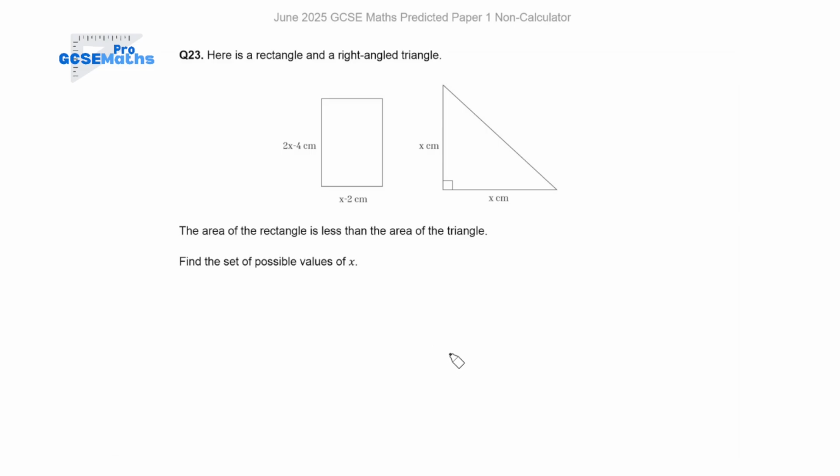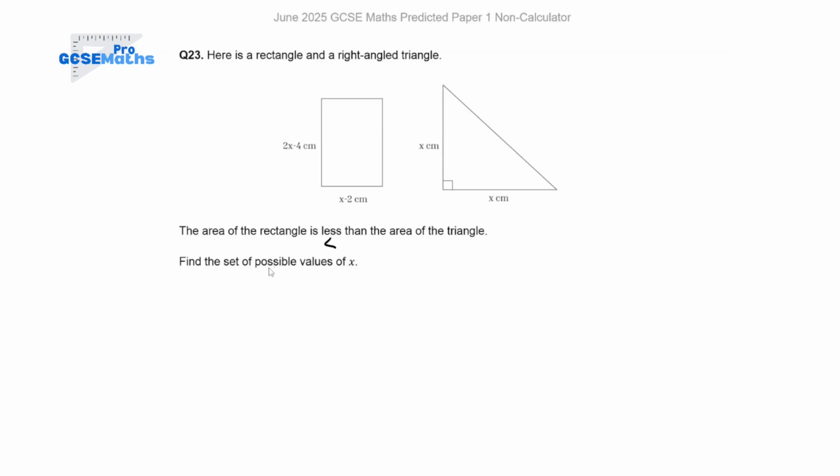So our final question we have here is a rectangle and a right angle triangle. They've obviously got their side lengths based in terms of x. The area of the rectangle is less than the area of the triangle. So that's our, not equation, but that's our inequality, isn't it? And then it says find a set of possible values of x. So set up the inequality and solve it, is what that's saying.